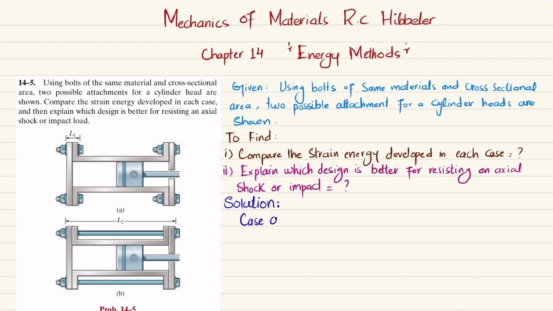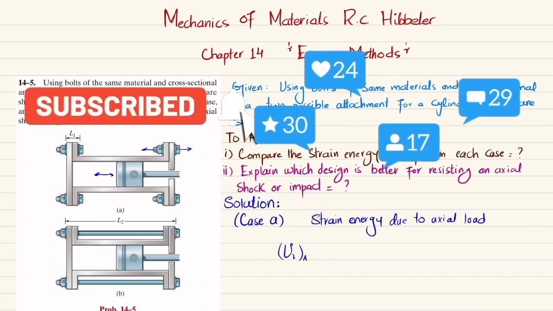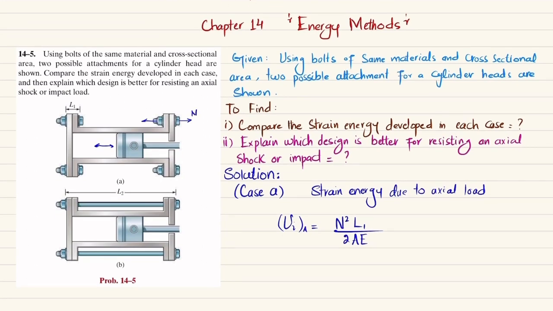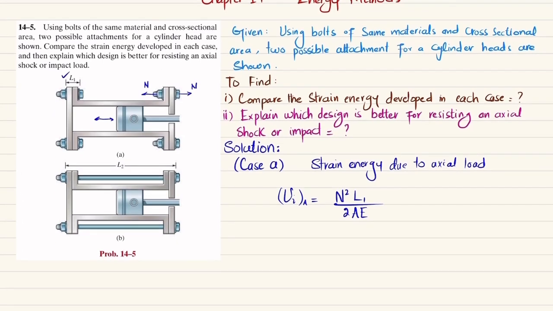For case A, due to the movement of this piston, there will be shock or axial load in this bolt, and the bolt experiences tensile or axial stress. We know that strain energy due to axial load can be represented as U_i. Since this is for case A, I will write U_i for A, and that is equal to N squared L1 divided by 2AE, since the cross-sectional area and material are the same. N is the normal force in this bolt, and L1 is the length of this bolt. So this is the strain energy in case A.